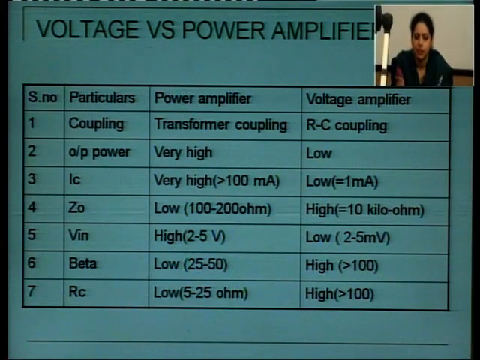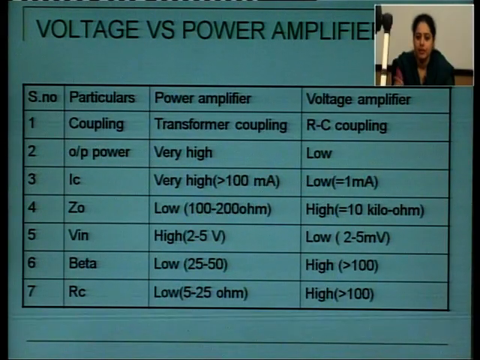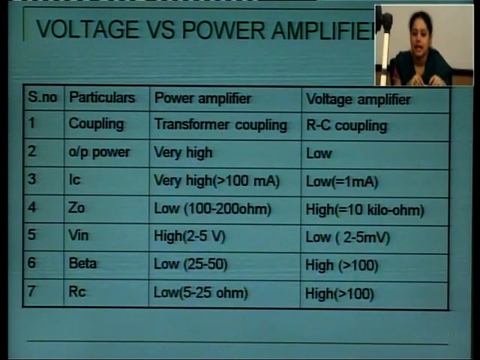The first particular to be differentiated is the coupling. We know that the power amplifier employs transformer coupling and the voltage amplifier employs RC coupling. The output power of the power amplifier is very high as compared to the voltage amplifier, where it is very low. The collector current of the power amplifier is very high, greater than 100 milliampere. In the case of the voltage amplifier, it is very low, about 1 milliampere. The output impedance of the power amplifier is very low, 100 to 200 ohm. In the case of the voltage amplifier, it is high, 10 kilo ohm.